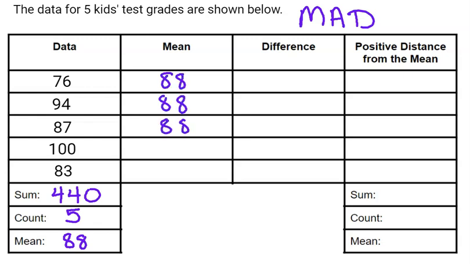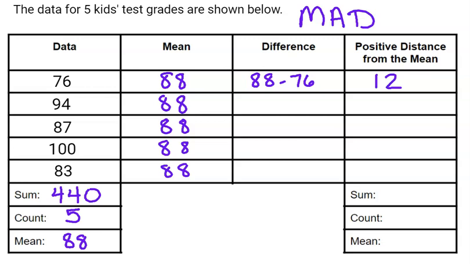So I'm just going to put it in each of these because we're going to use this to compare. Okay, so we need to find the difference or the deviation between each of these pieces and the mean. So in order to do this, we're going to subtract. Always write the larger number first. All right, so if I do 88 minus 76, that is going to give me 12.